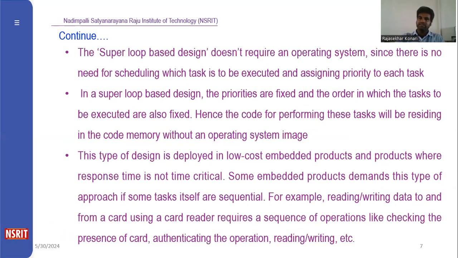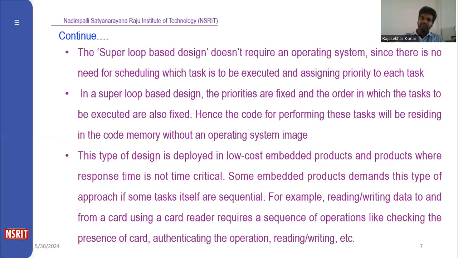So the super loop method does not require an operating system. Why? Because it does not use any scheduling algorithms or priorities. It is used for low cost embedded products like electronic toys. They may not require an operating system, and there is no need of a time limit. So for very simple applications we use the super loop method. The main thing is it is very cost effective. It is used for low cost applications.